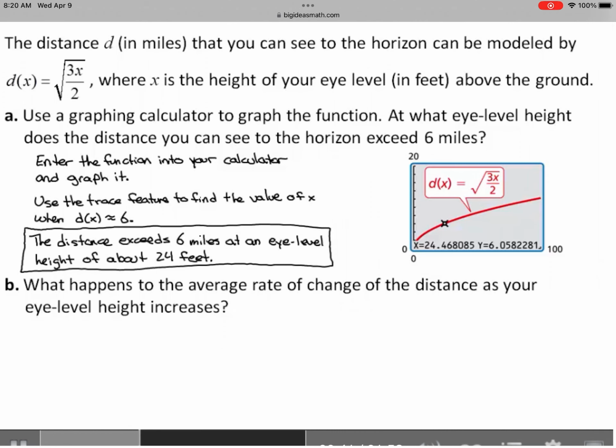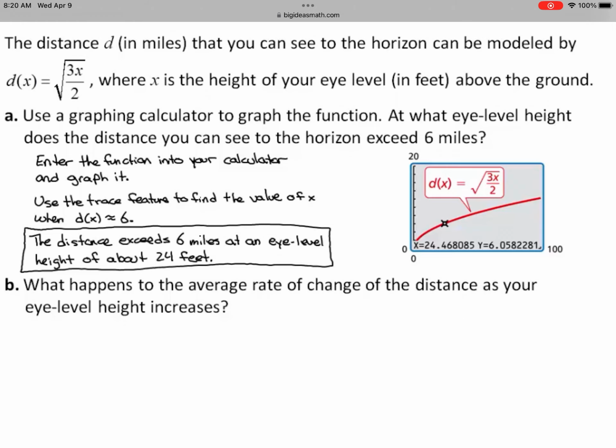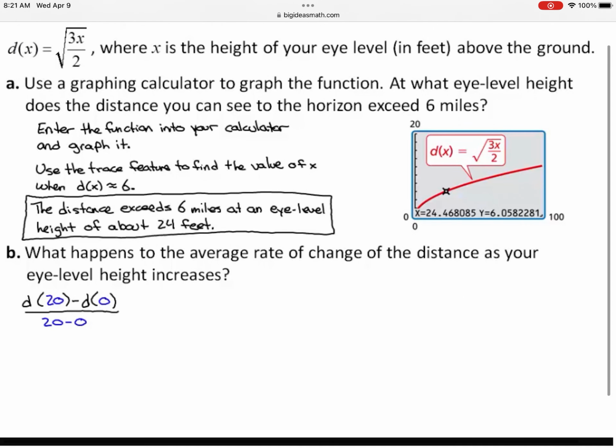Part B. What happens to the average rate of change of the distance as your eye level height increases? Compare the average rates of change over several intervals. The average rate of change over the interval x equals 0 to x equals 20 is given by the quantity d of 20 minus d of 0 divided by the quantity 20 minus 0. Evaluating d of 20 and d of 0 gives the quantity the square root of 30 minus 0 divided by 20, which simplifies to approximately 0.274.